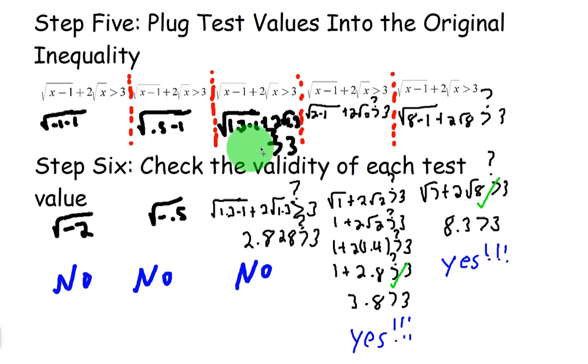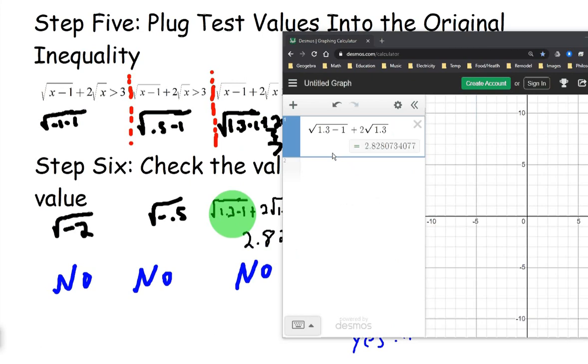How about 1.3? Well, this is going to be tricky. We get the square root of 1.3 minus 1 plus 2 times the square root of 1.3. I did the math in my calculator, and here, we'll walk you through that part. Okay, so that's what it looks like.